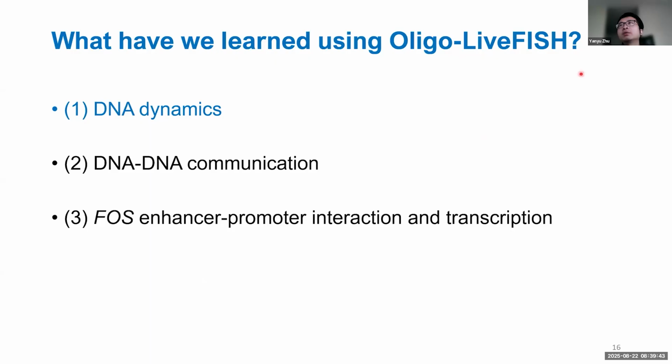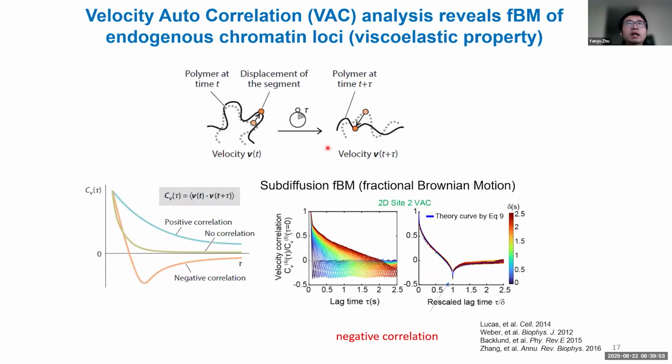So then we use this oligo-LiveFISH for some applications. The first one is that we use the velocity autocorrelation to characterize the dynamics of chromatin movement. So here, what is a velocity autocorrelation?